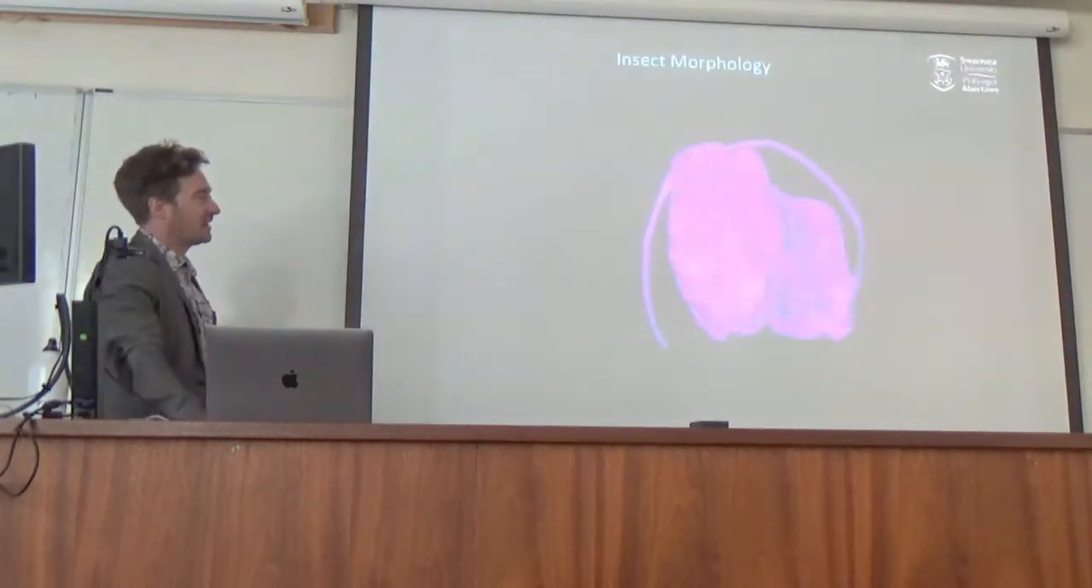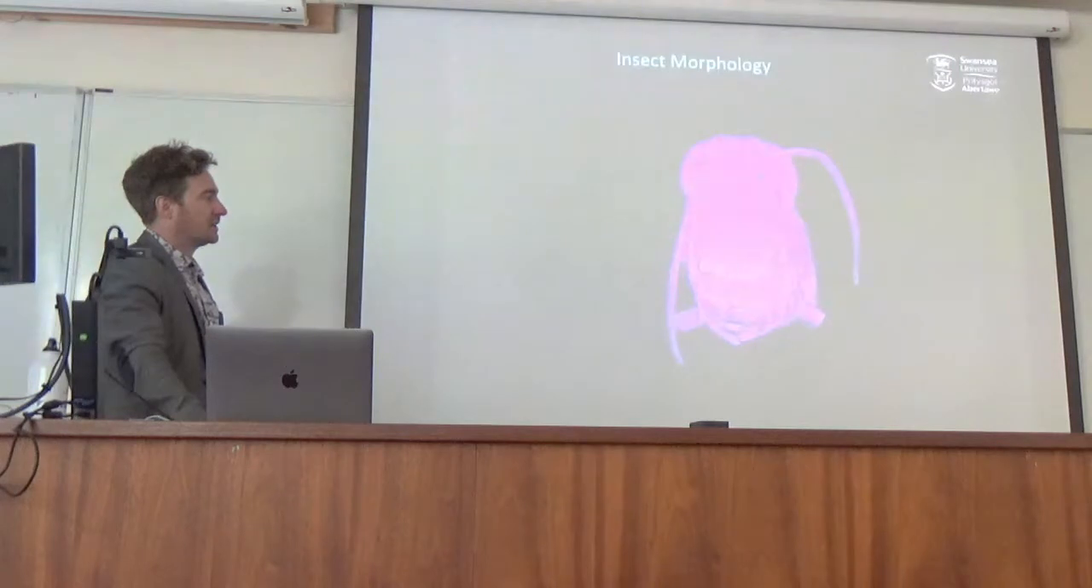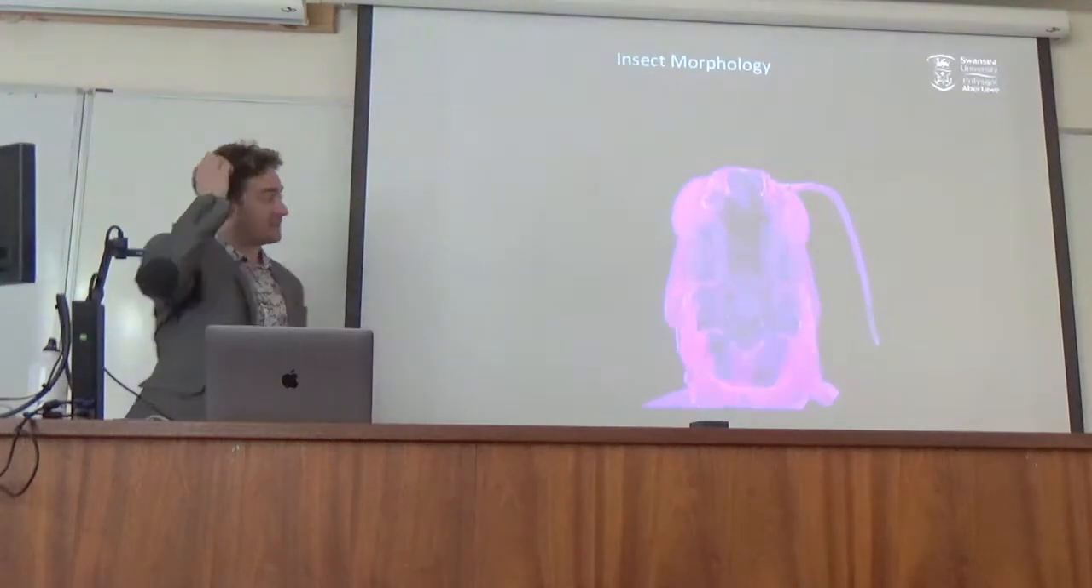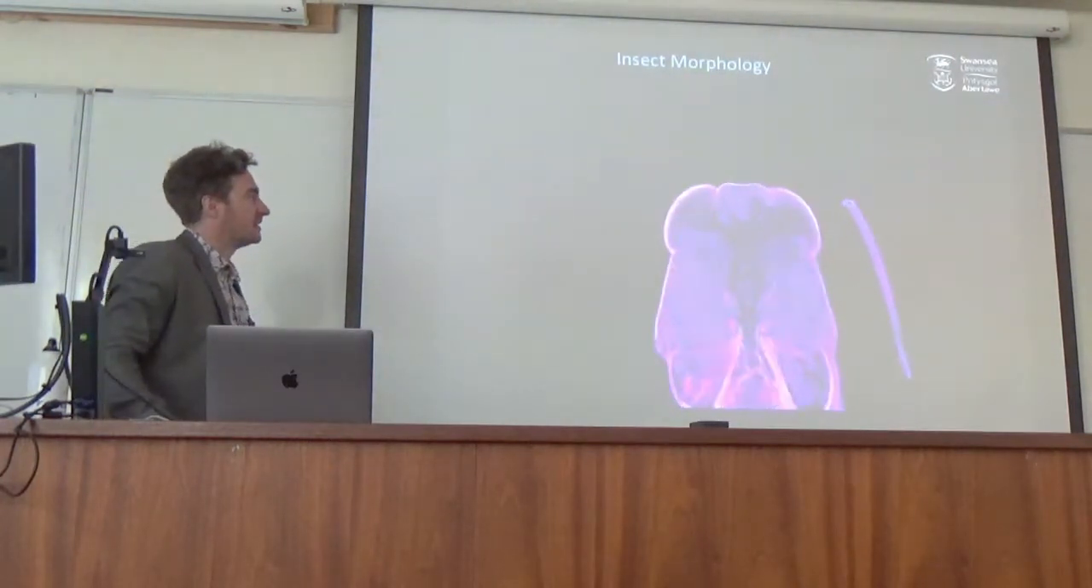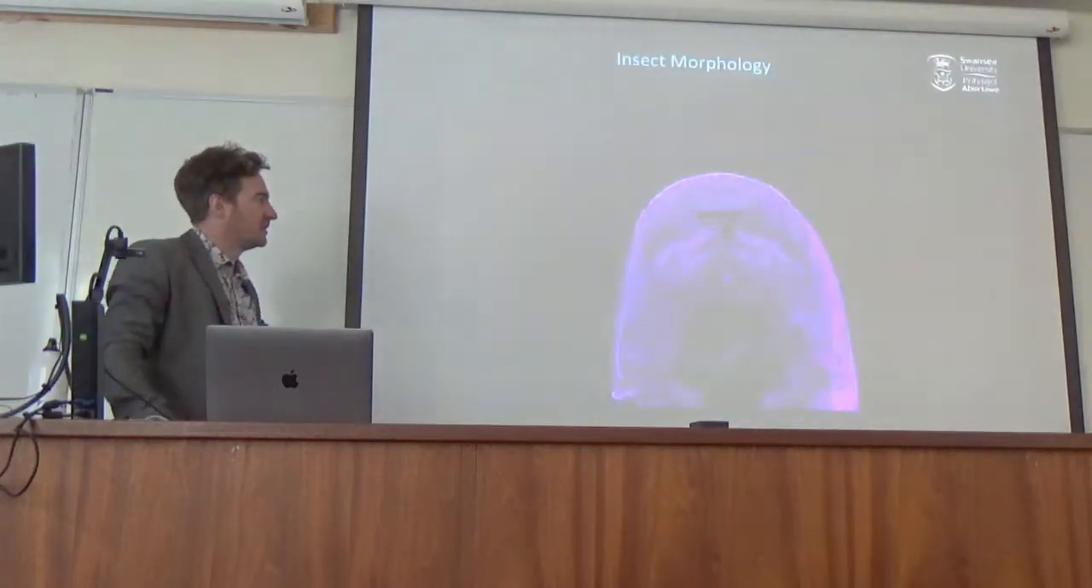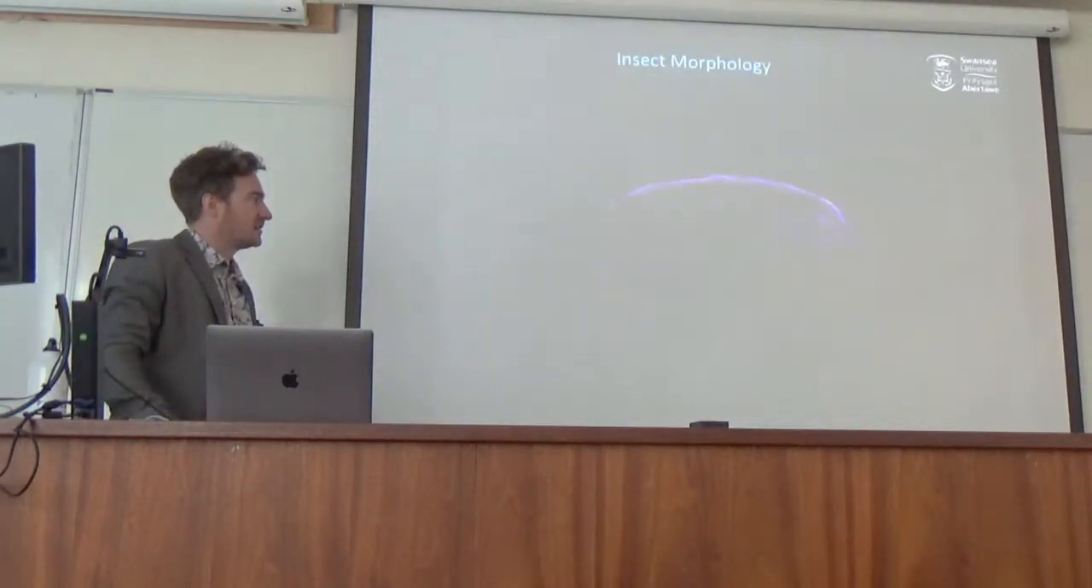We looked at collaborating with people on insect morphology. Again, this is stained material. This is different software used for visualization, which I will come to again later. But this enables us to see the eye structure and the brain structure, which was really nice to see in this organism.